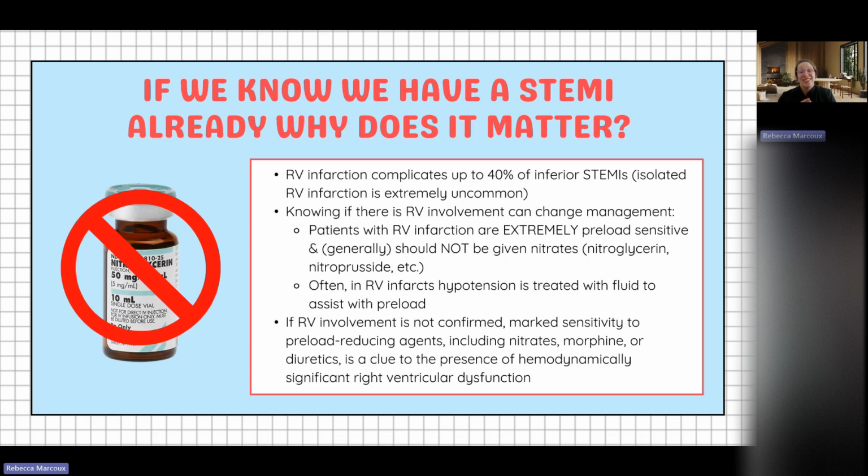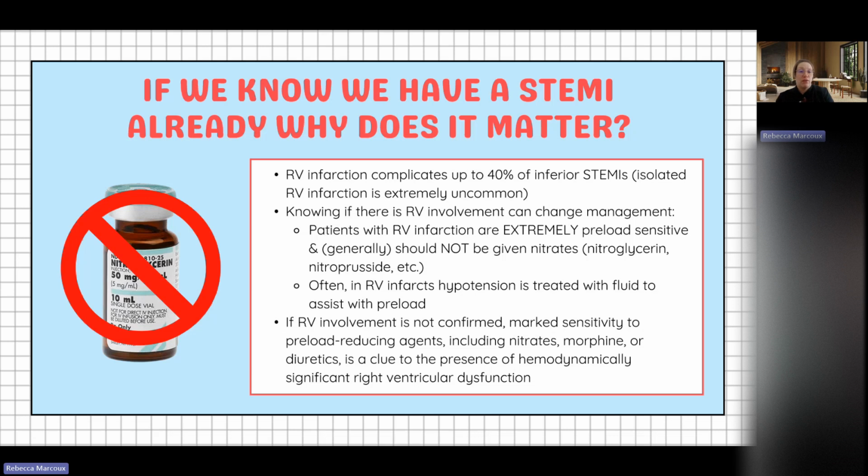But knowing if there is RV involvement can change our management a little bit. So patients with RV infarction are extremely preload dependent. And if we go back to our hemodynamics concepts, preload is the fill that comes into the ventricle at the end of diastole, or the end of the relaxation period of our heart rate. It's how much blood volume is getting into the ventricles right before contraction. So blood that's available to be pushed forward in the body.